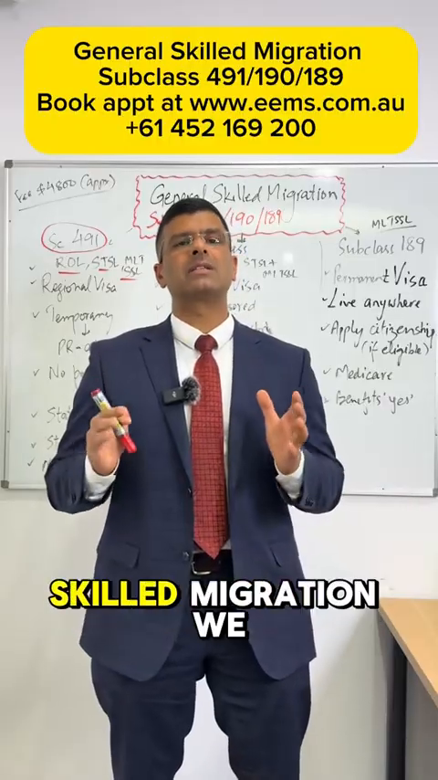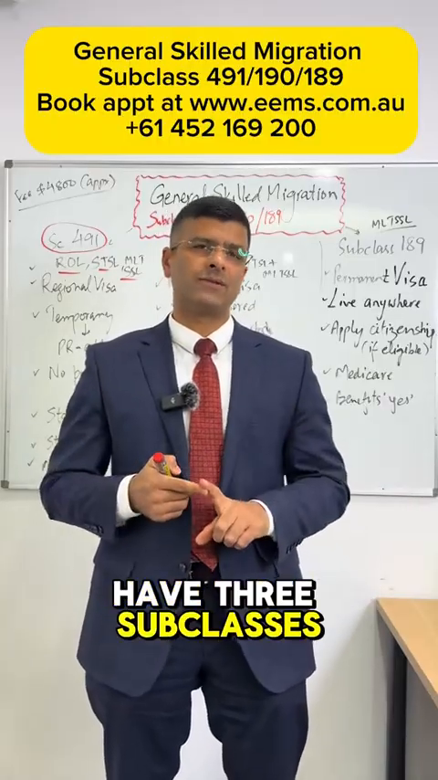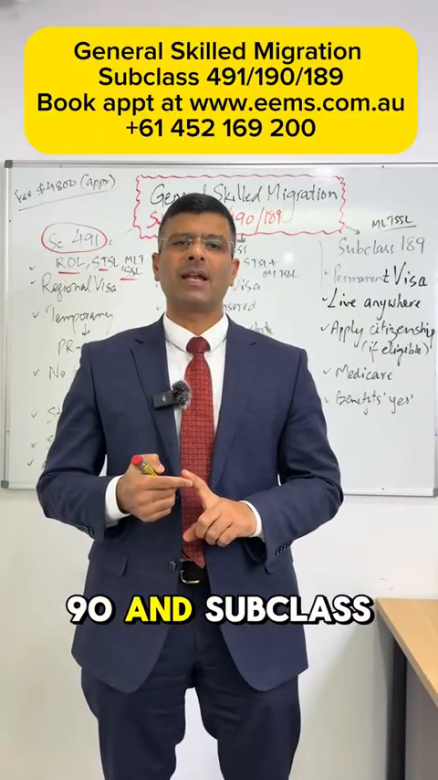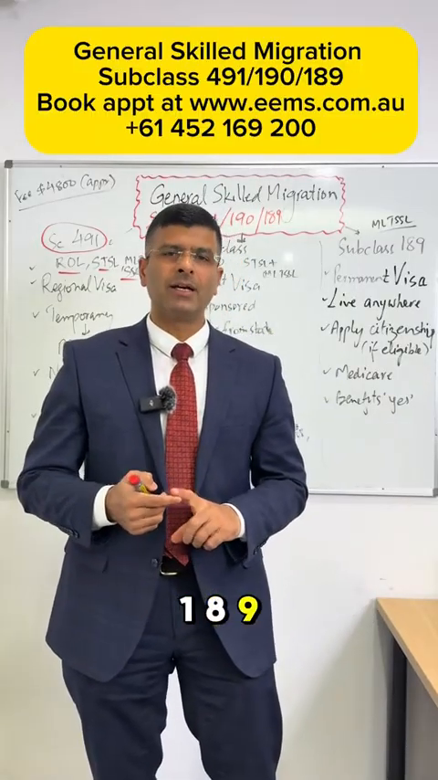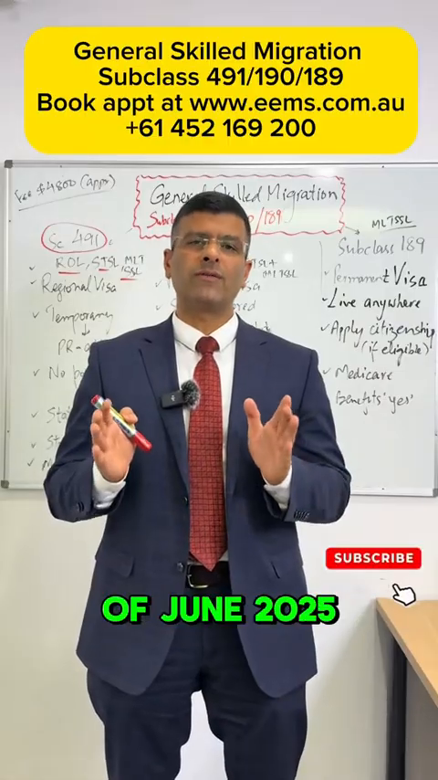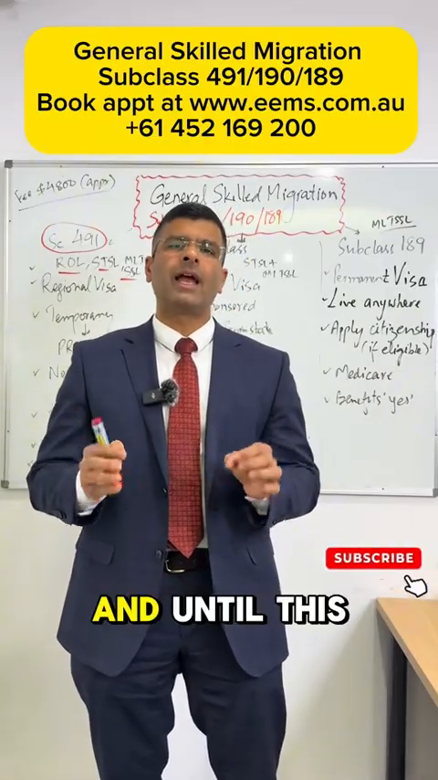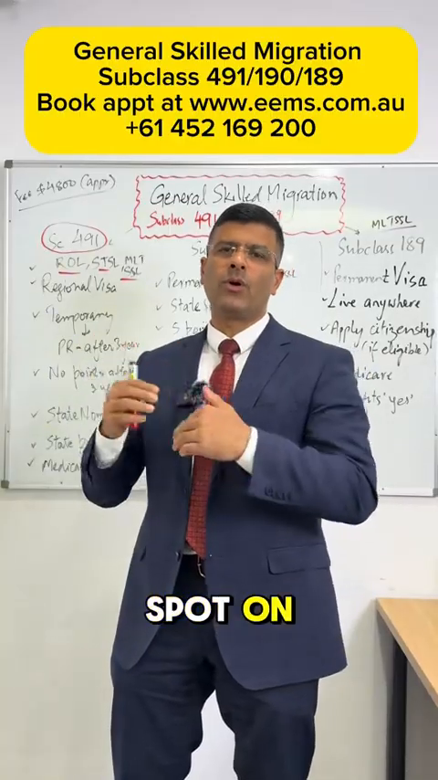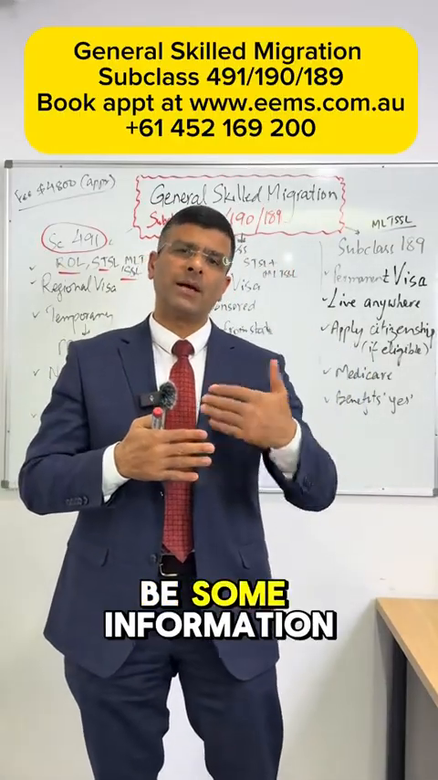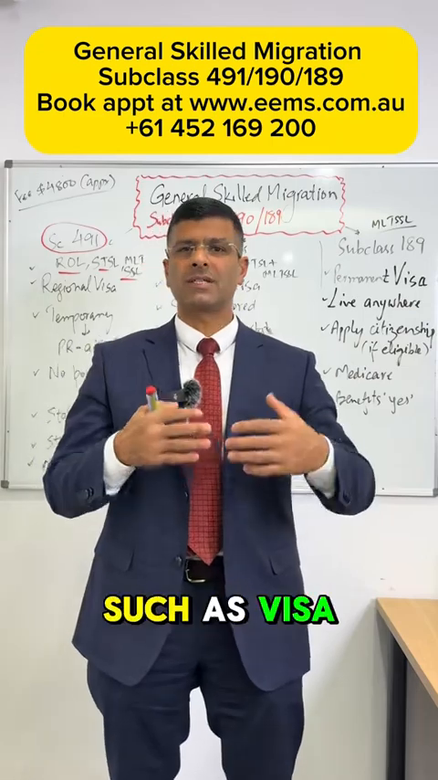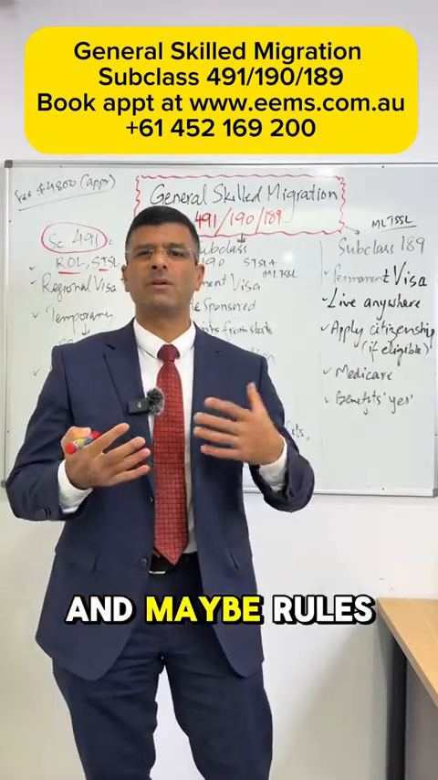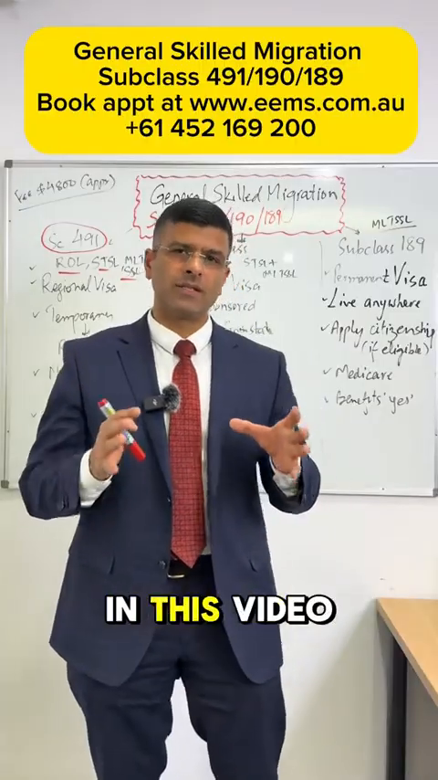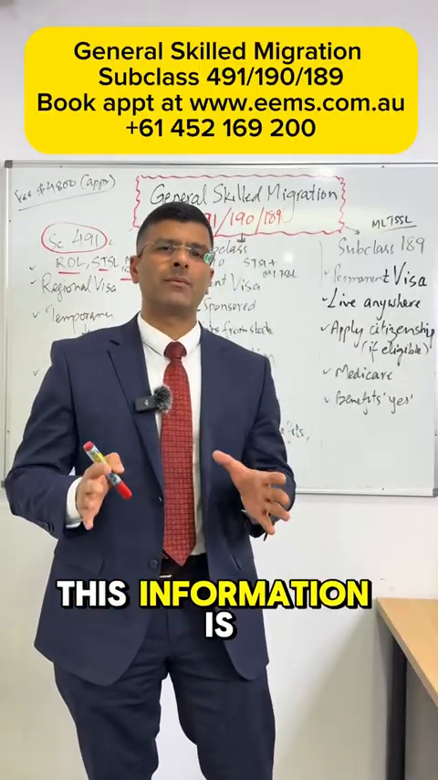So under general skilled migration, we have three subclasses of visa: subclass 491, subclass 190 and subclass 189. I'm making this video on 30th of June 2025, and until this time this information is spot on, but there may be some information that may change in future, such as visa application fees and maybe rules and regulations. So those things are not included in this video. As of today, this information is correct.